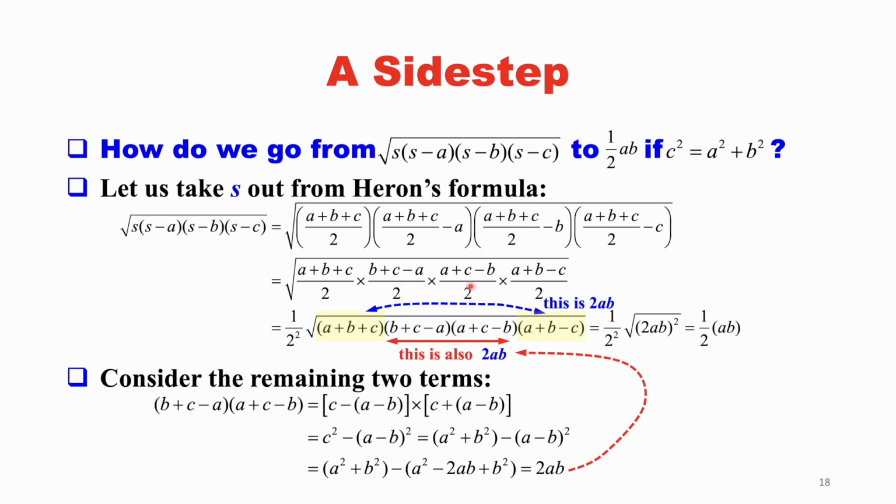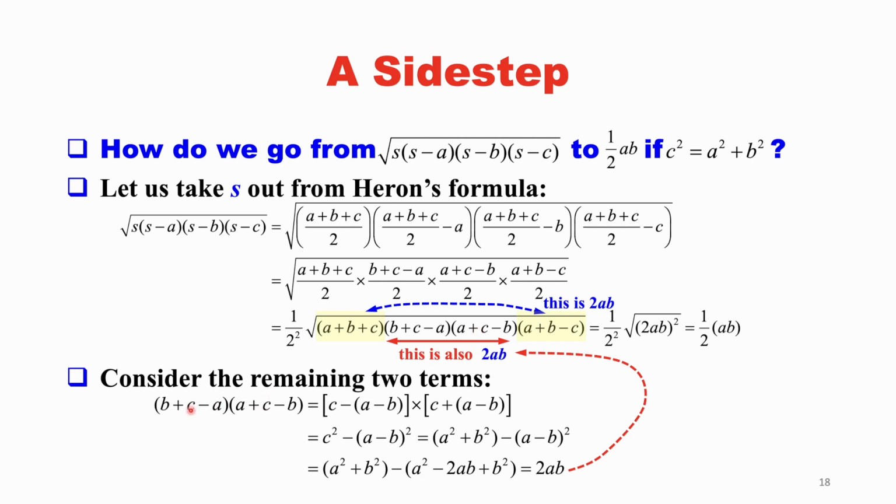So this term and this term. These four 2's is 2 raised to the 4th power. Taking the square root, we have 1 over 2 squared. Now we know if the triangle is a right triangle with hypotenuse C, then these two terms multiply to 2AB. We can also show that the product of these two terms is also 2AB. Let's take a look at it. B plus C minus A times A plus C minus B.